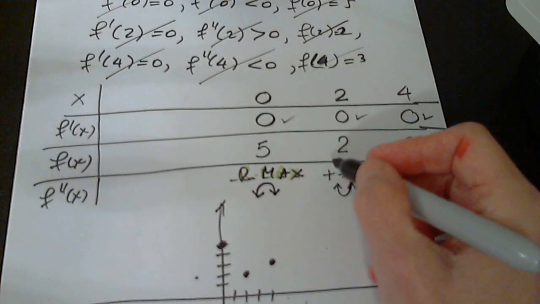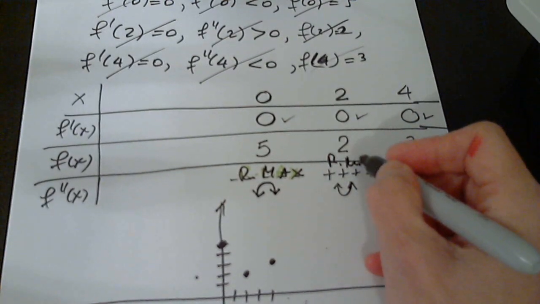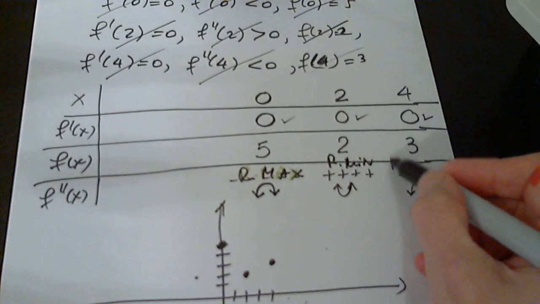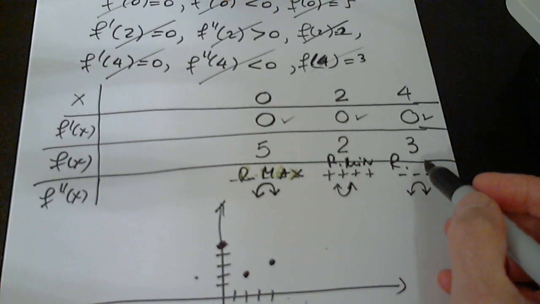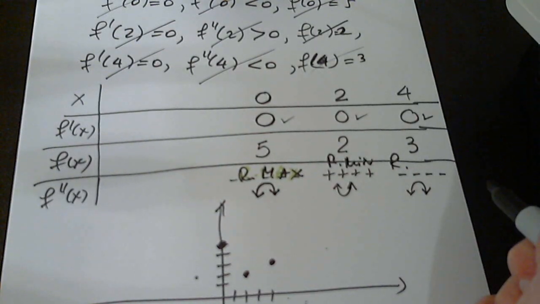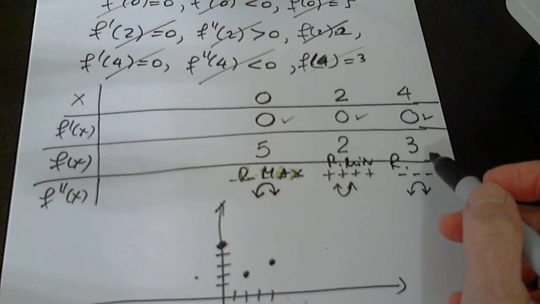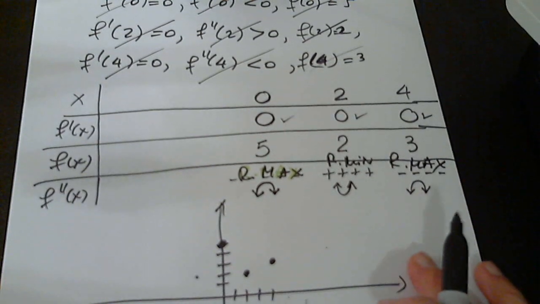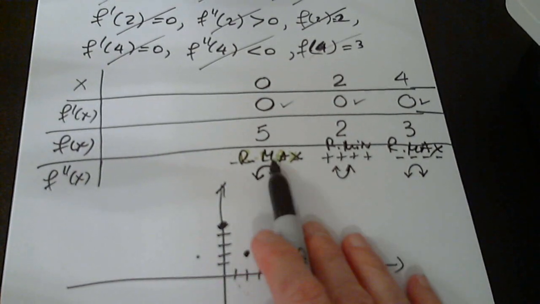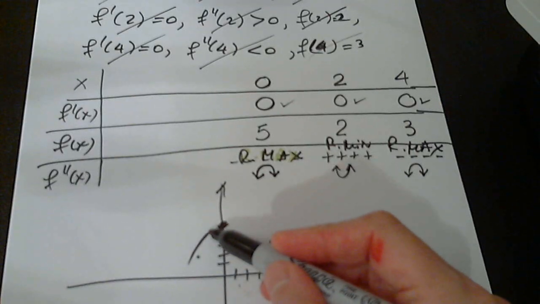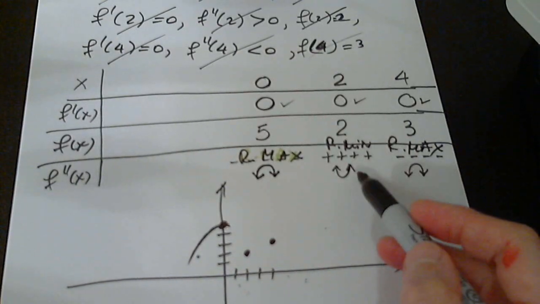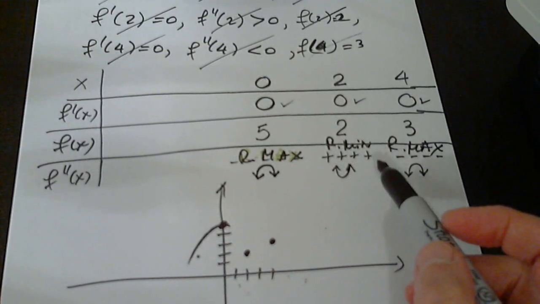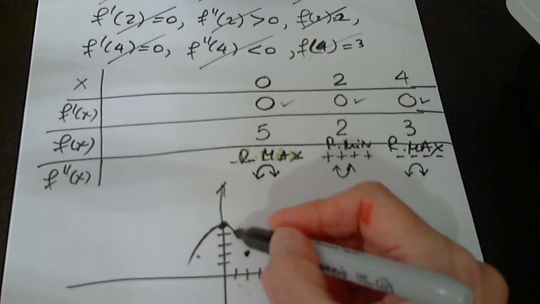2, 2 is a minimum. Excellent. And 4, 3, maximum. Very good. So that's what we have to graph. Make sure that this one is a relative max. Then there is an inflection point somewhere here between these two. Okay. Here's my inflection point.